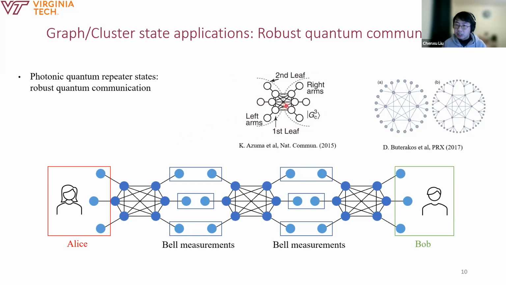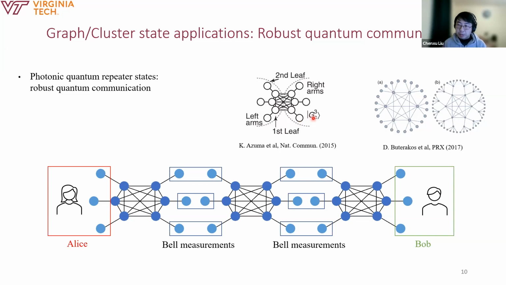So this state consists of an inner layer of 6 photon qubits, which are highly connected, and it also has 6 outer photon arms, which can be used. So this state can be used as quantum repeaters in this quantum communication task.